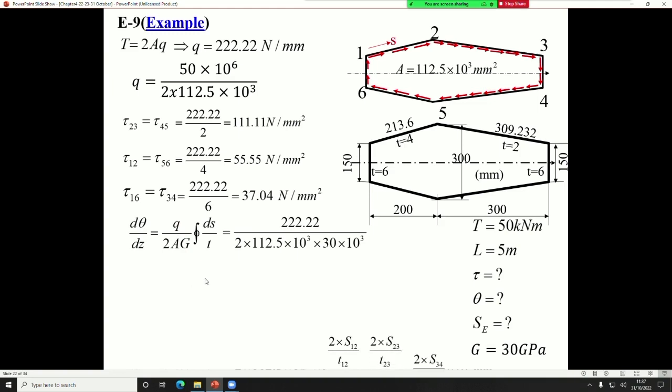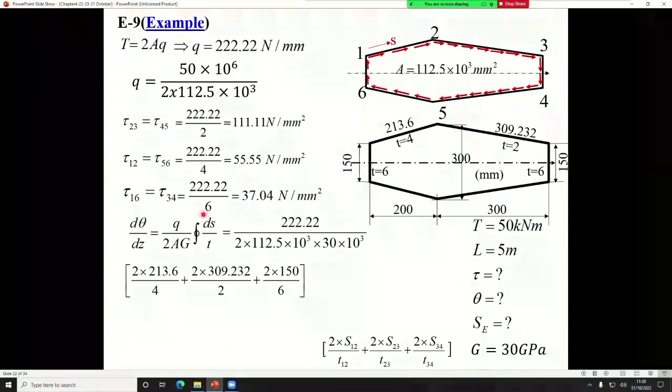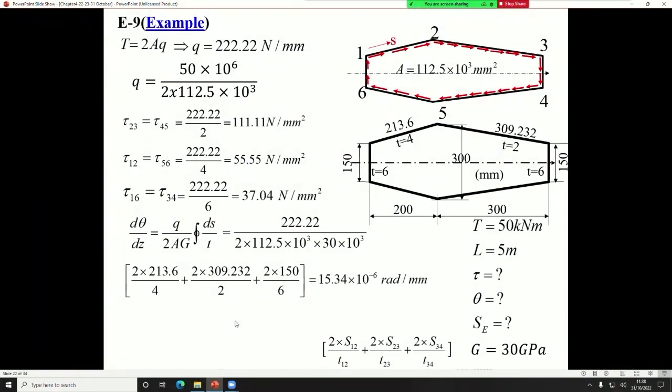So I find the loop integral of ds over t. We've got two panels of S12 and S65 which are the same. So 2 times S12 divided by the thickness of 12. S23 divided by its thickness, we've got two of them. Plus 2 S34 divided by the thickness of 34. So what you see here is this loop integral. So this is this coefficient, and this is this loop integral. The answer is 15.34 times 10 to the power of minus 6 radians per millimeter.